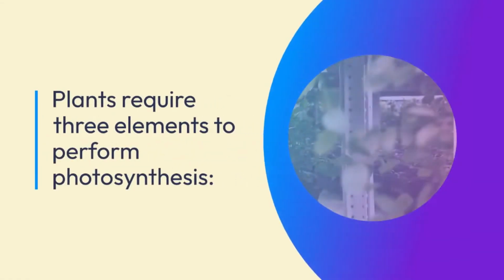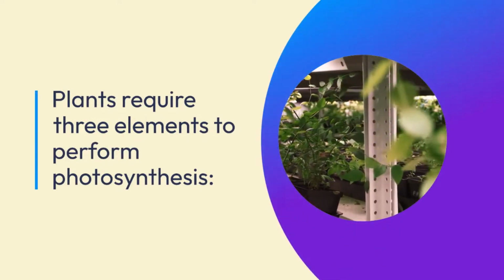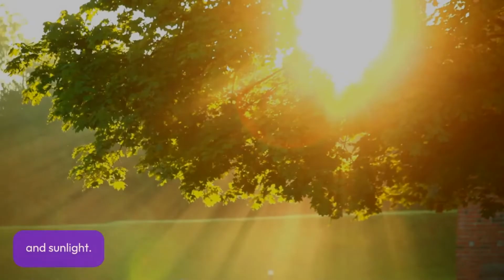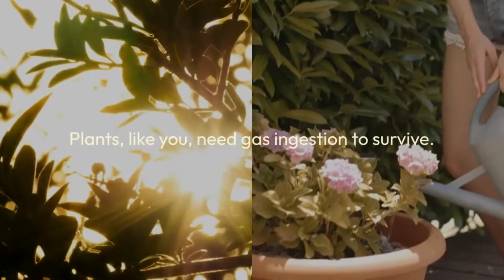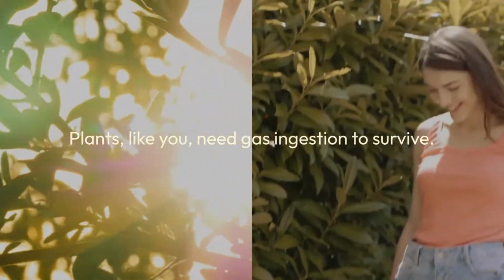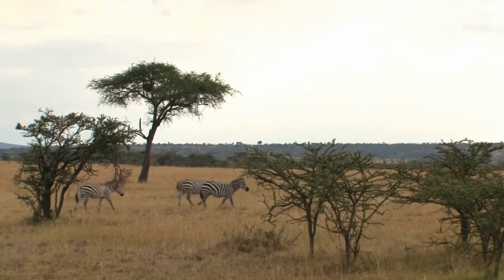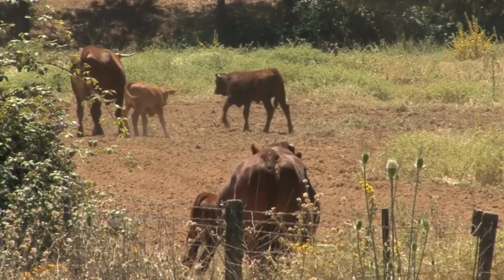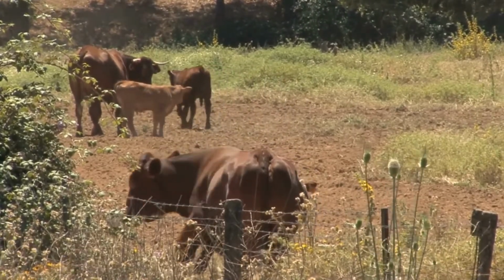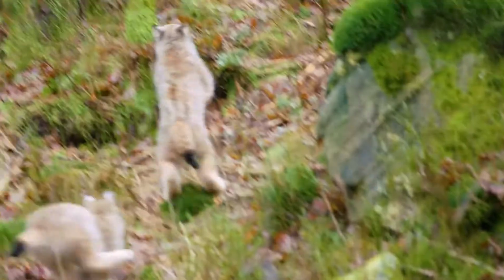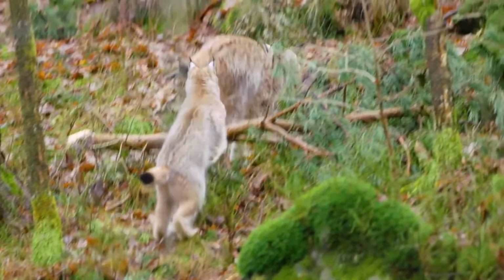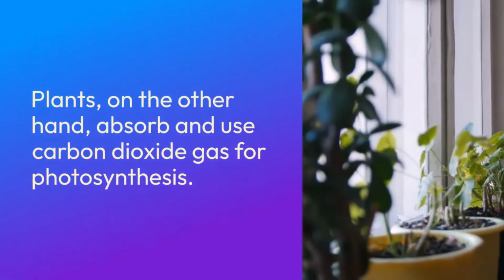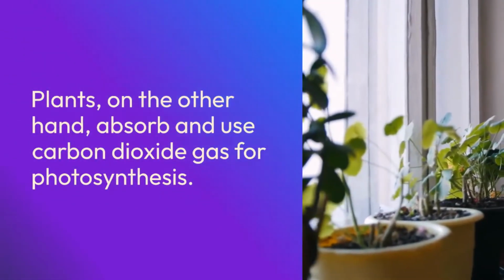Plants require three elements to perform photosynthesis: carbon dioxide, water, and sunlight. Plants, like you, need gas ingestion to survive. Animals breathe in gases through a process known as respiration. Animals inhale all of the gases in the atmosphere during the respiration process. But oxygen is the only gas that is retained and not immediately exhaled. Plants, on the other hand, absorb and use carbon dioxide gas for photosynthesis.